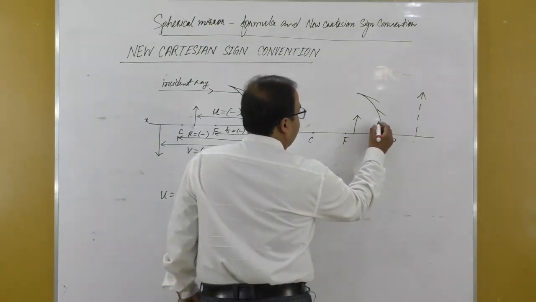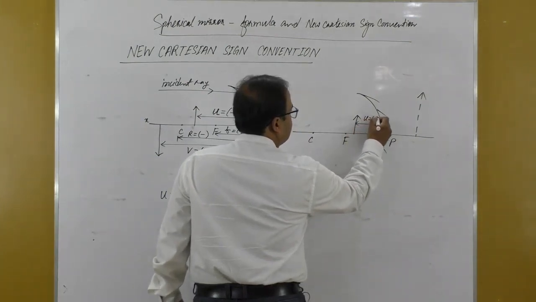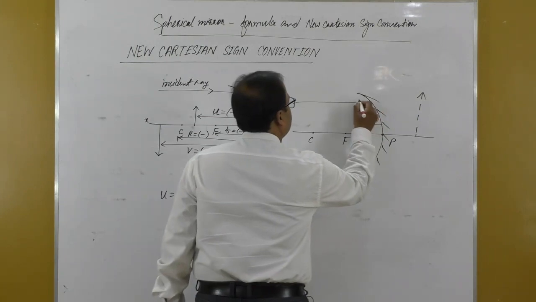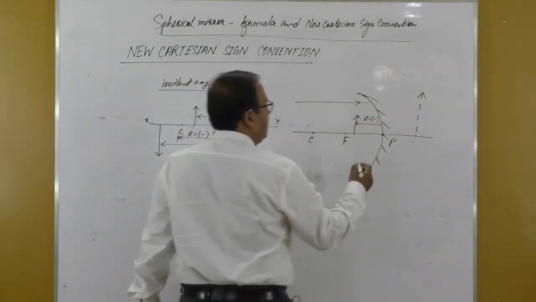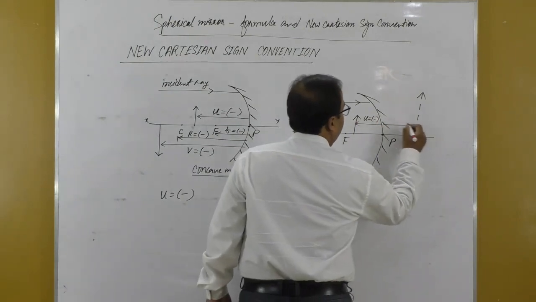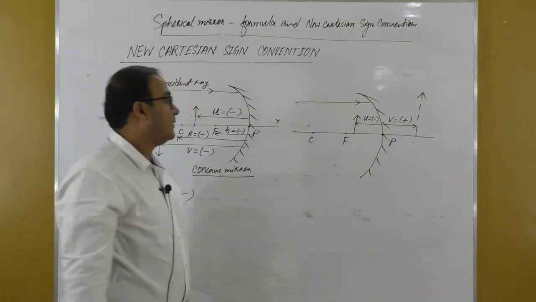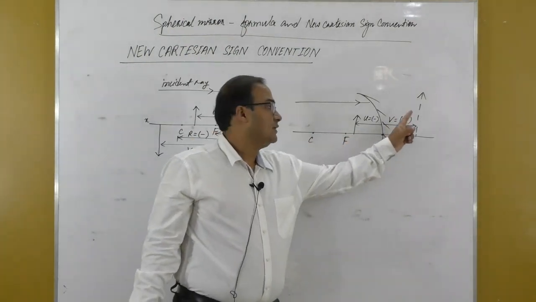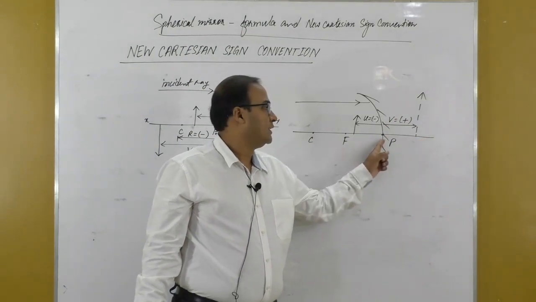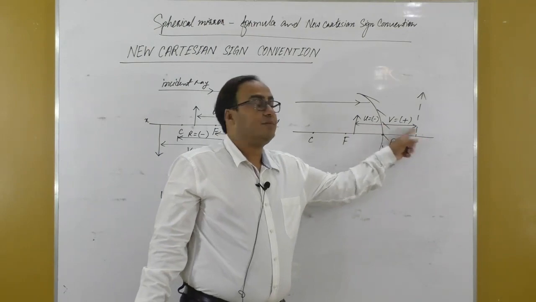In this case, if I ask you whether the object distance should be positive or negative, the answer is negative because it is measured opposite to the direction of the incident ray. If I ask you whether the image distance will be positive or negative, the answer is positive. Object distance will be negative, image distance positive, because the image is formed on the right side, so to measure its distance from the pole we have to move in the direction of the incident ray.